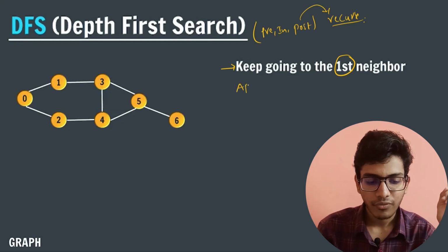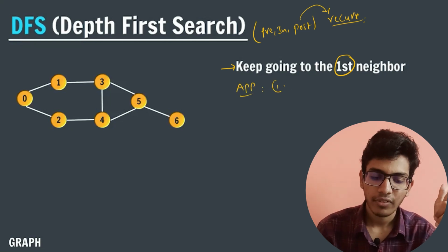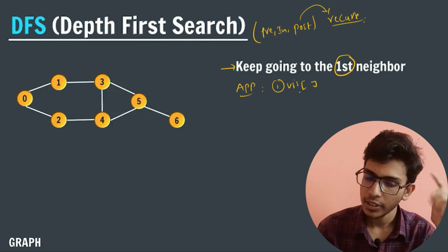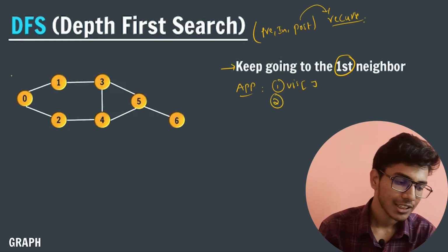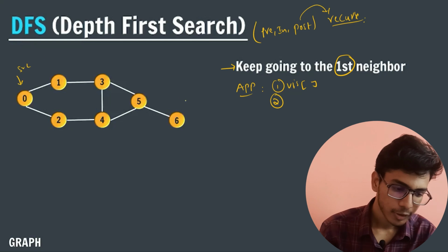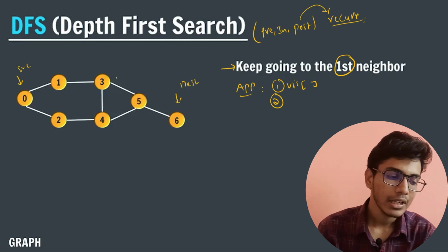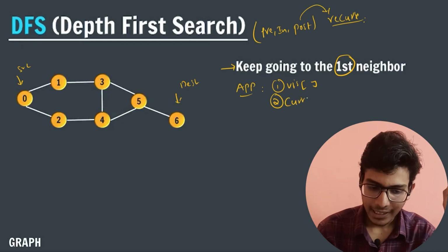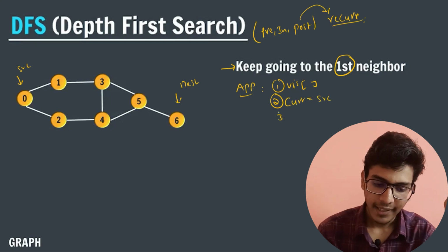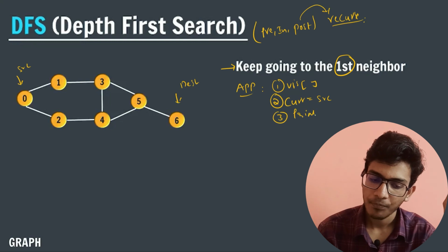So the approach of this DFS technique will be, first of all, I will create a visited boolean array, and secondly, this is my source node, right? This is my source node and my destination node, right? So first of all, I will assign current is equal to source node, and the third step is print current node.